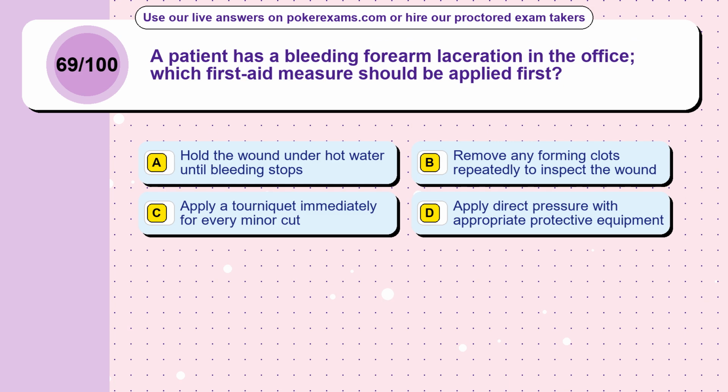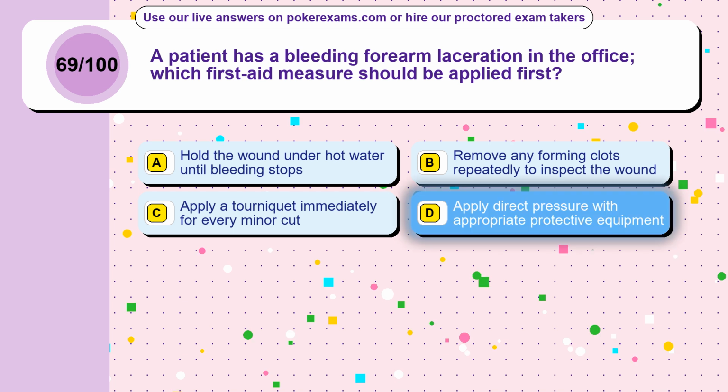Question 69. A patient has a bleeding forearm laceration in the office. Which first aid measure should be applied first? Option A. Hold the wound under hot water until bleeding stops. Option B. Remove any forming clots repeatedly to inspect the wound. Option C. Apply a tourniquet immediately for every minor cut. Option D. Apply direct pressure with appropriate protective equipment. The correct answer is option D.